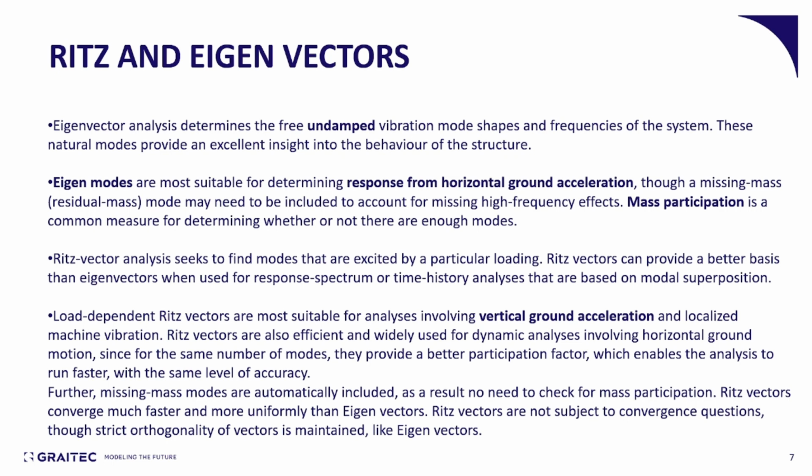So basically, in a few words, the eigenmodes are related to the natural frequencies and can provide an insight into resonant effects, whereas the Ritz vectors should be used when performing a response spectrum analysis or time history analysis because they can provide a better mass participation compared to the eigenmodes.